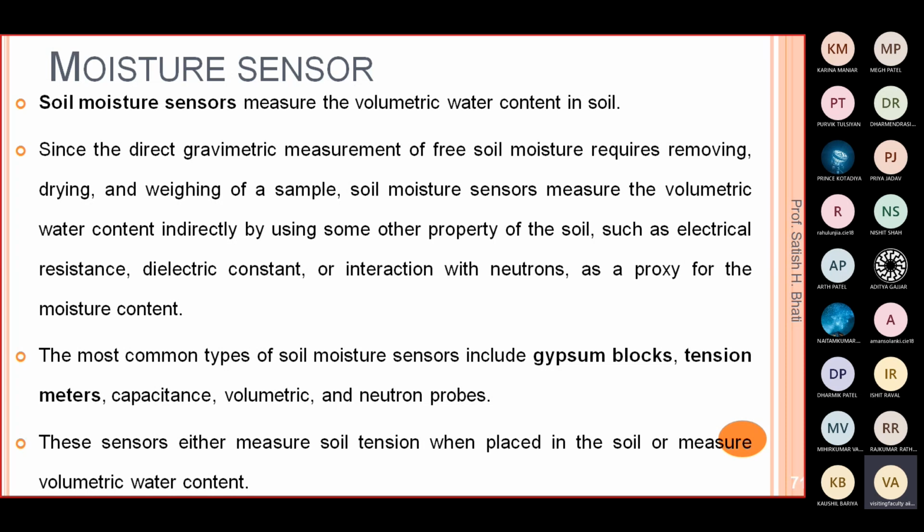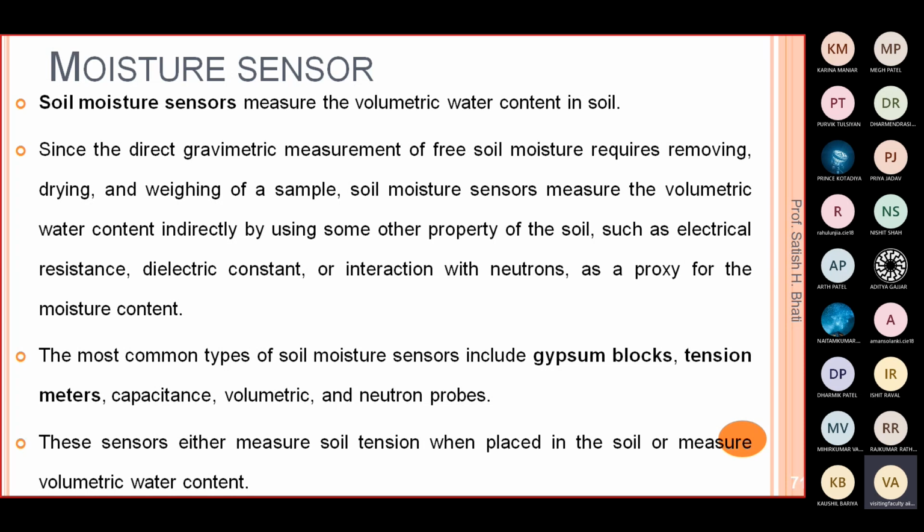The most common types of soil moisture sensor include the gypsum block. You can call it a gypsum block type of moisture sensor. Some are called a tension meter or tensiometer, right? Some moisture sensors are of the capacitive type.